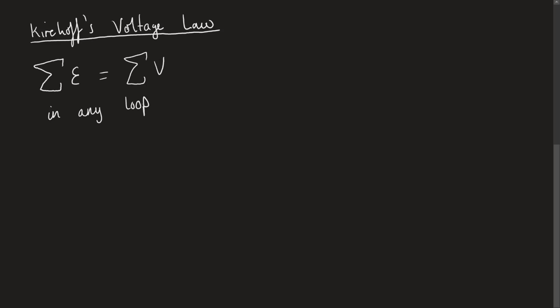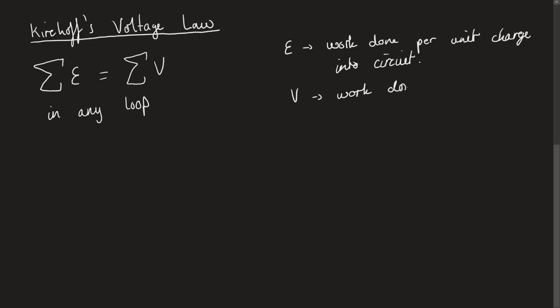Okay, so first we have to define what the EMF is. The EMF is basically the work done per unit charge going into the circuit, whereas the potential difference would technically be the work done per unit charge in the circuit. Okay, so this would be the difference.